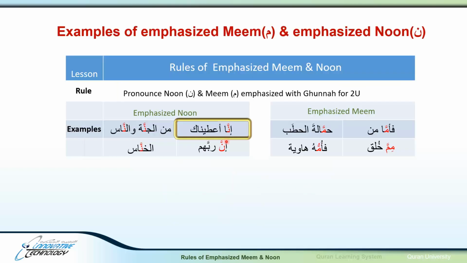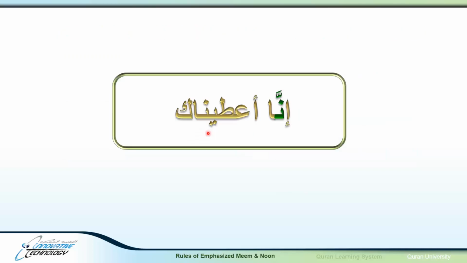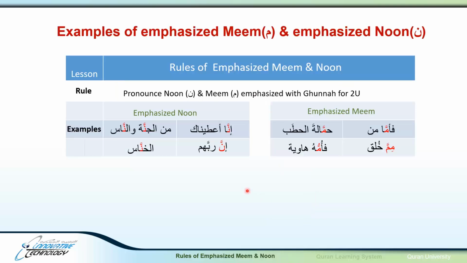Next example, inna a'tainaka. Inna, as we see the noon here with shadda, is basically 2 noons. In, noon sakina, followed by na, noon with fatha. Together they become inna, and we give it ghunnah for 2 units.